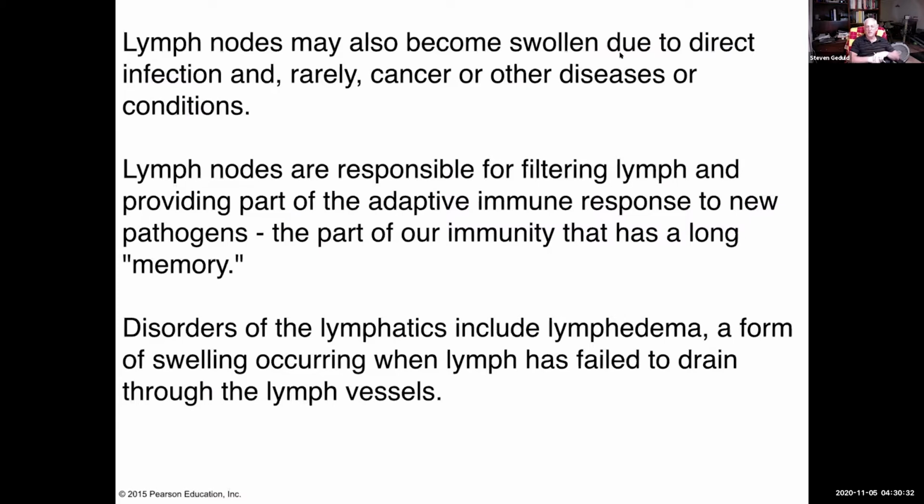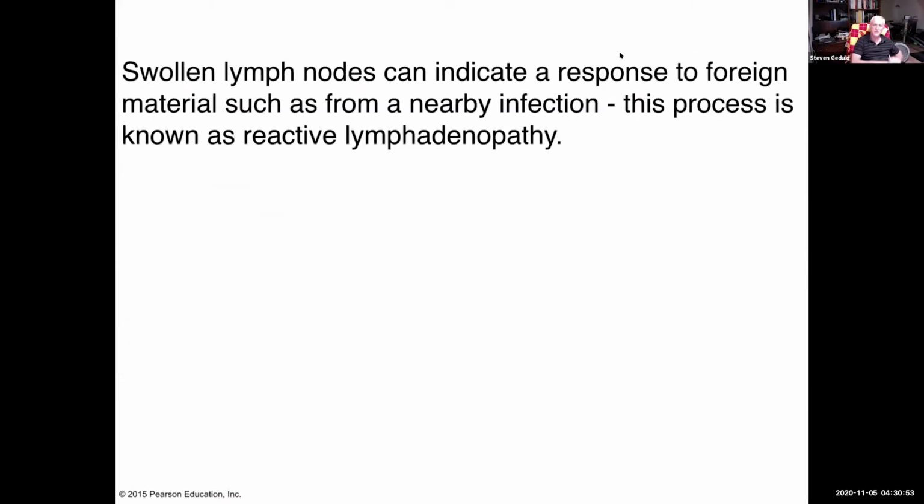Lymphatic disorders include lymphedema. Lymphedema is a swelling that occurs when lymph fails to drain back to the lymphatic vessel and gets backed up. And then that body part will swell up, leg and arm, etc. Can get extremely large. Elephantiasis, a disease like that, is part of lymphedema, where it fails to drain. Swollen lymph nodes can indicate a response to foreign material, like a nearby infection. This is lymphadenopathy, okay, when they swell up.